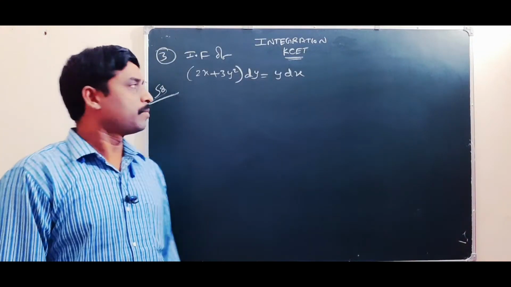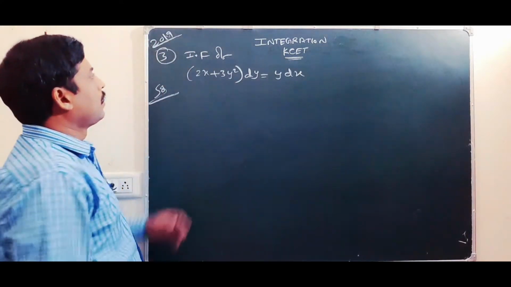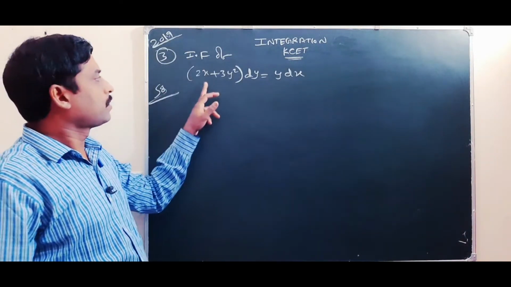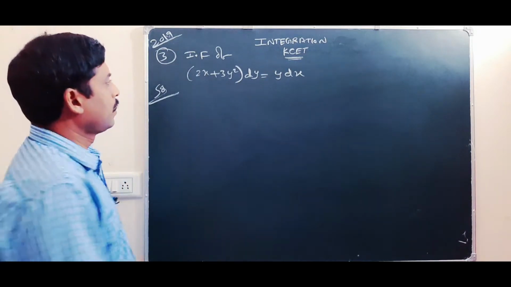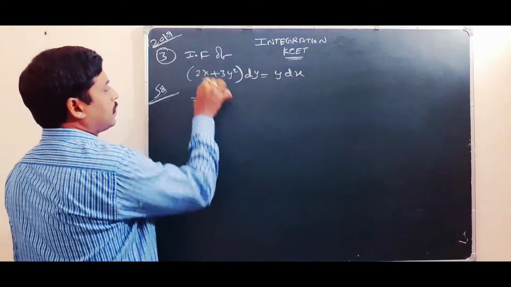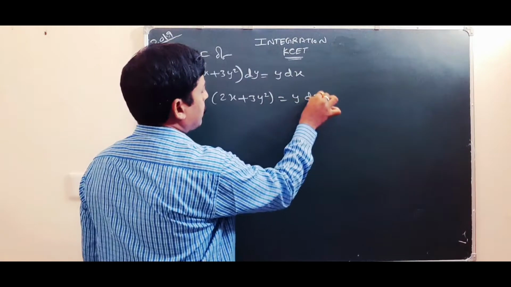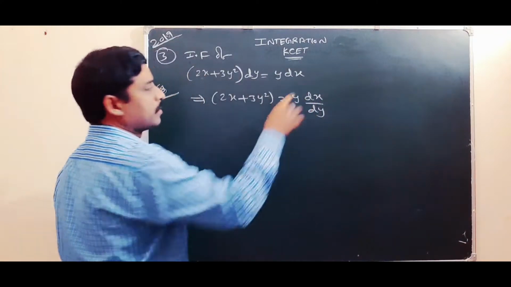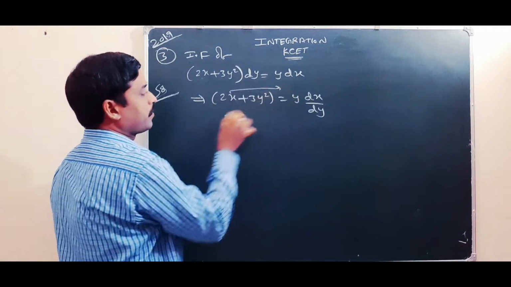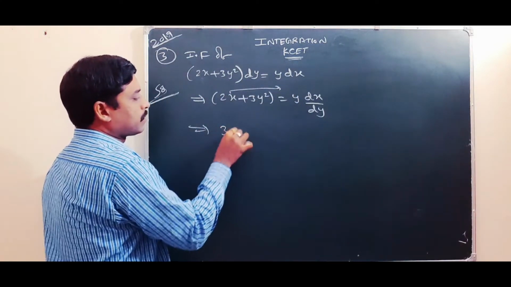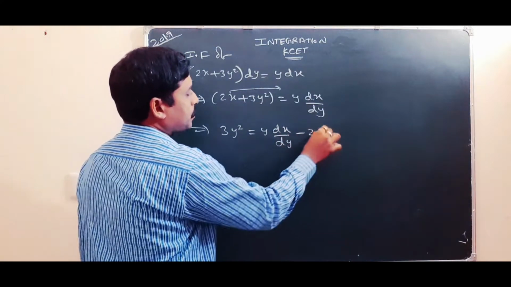Okay, let us go to the next problem. This is also a 2019 question. If the integrating factor of (2x plus 3y square) dy is equal to y dx. From this equation, (2x plus 3y square) is y dx by dy. Okay, divide by dy on both sides. Plus 2x term, bring to the right side. 3y square is equal to y dx by dy minus 2x.